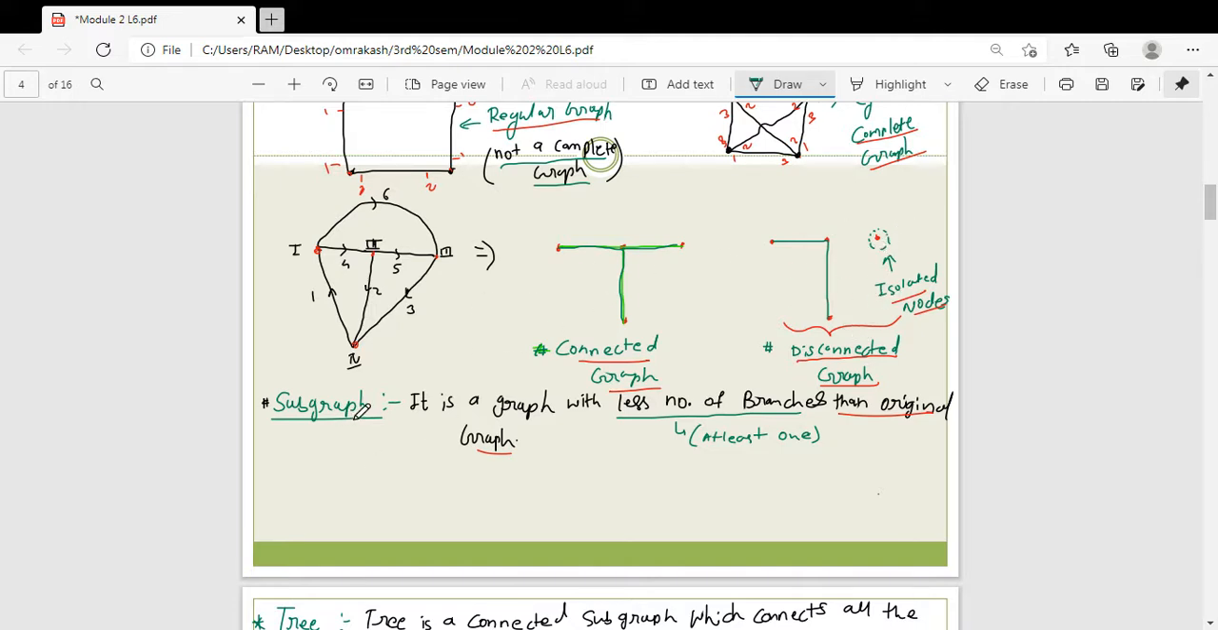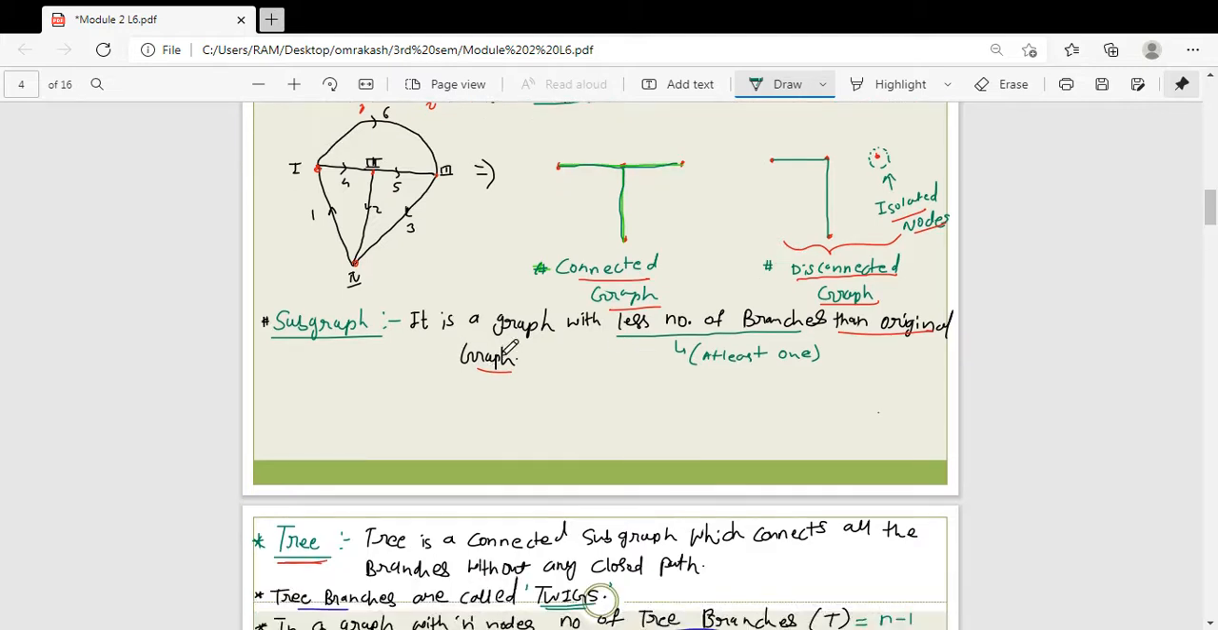Now what do you mean by subgraph? A subgraph is nothing but a part of the total graph. You can also see here, it is a graph with a smaller number of branches than the original graph. It has fewer branches than the original graph.